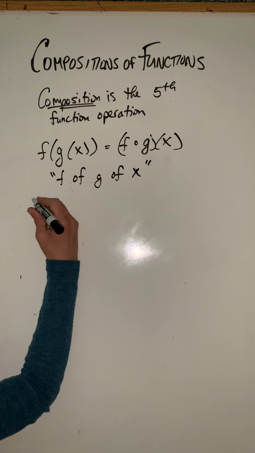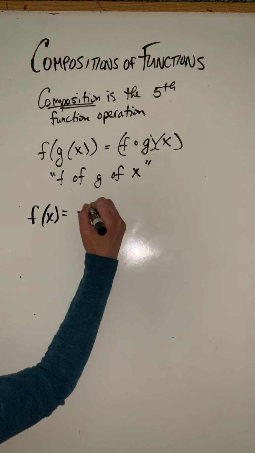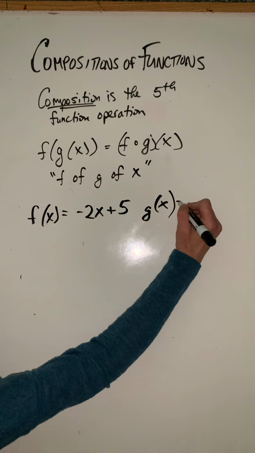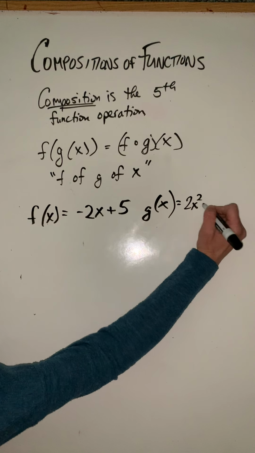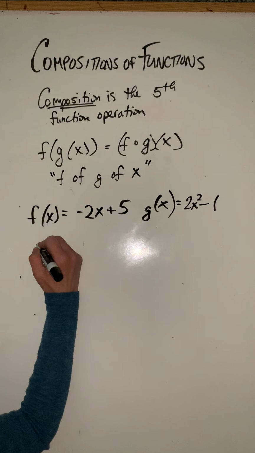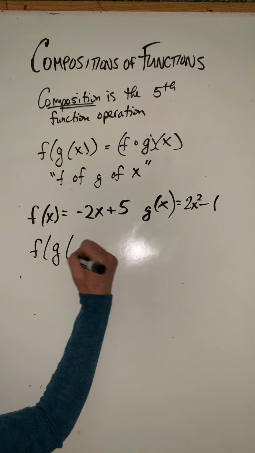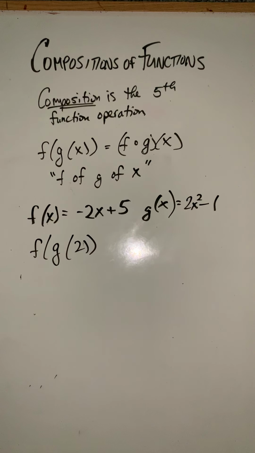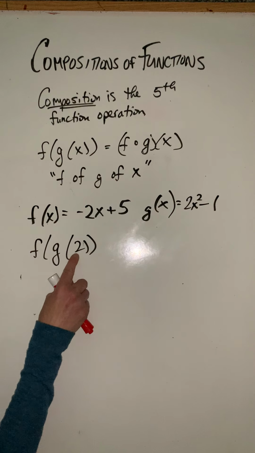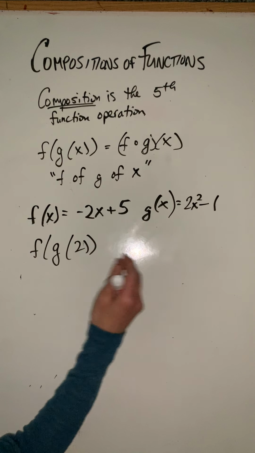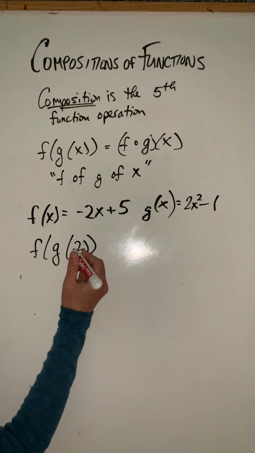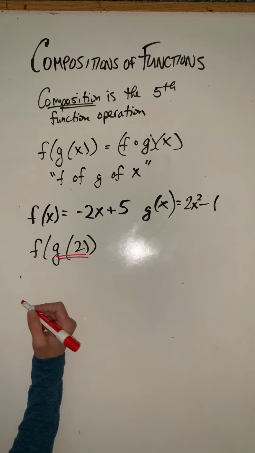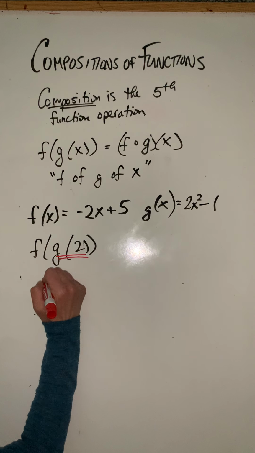So let me give you an example and we'll talk about how composition works. Let's suppose f of x is negative 2x plus 5 and g of x is 2x squared minus 1. And we're going to start by determining the value of f of g of 2. If there's a number inside the parentheses, then our answer should be a number. So we're going to start with the innermost function. In this case, we want to know what is g of 2.